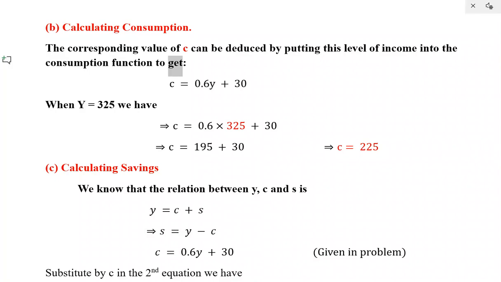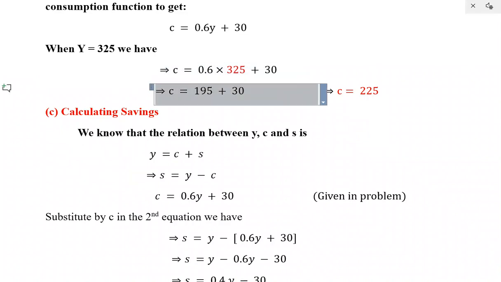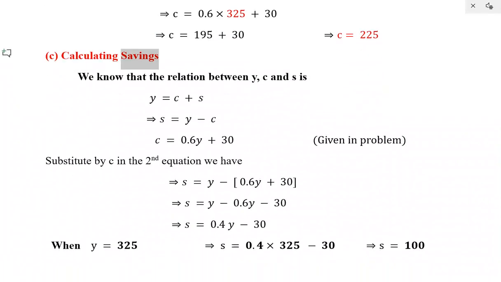B. Calculating consumption. The corresponding value of C can be deduced by putting this level of income into the consumption function to get C equals 0.6Y plus 30. When Y equals 325, C equals 0.6 times 325 plus 30, which implies C equals 195 plus 30, so C equals 225.